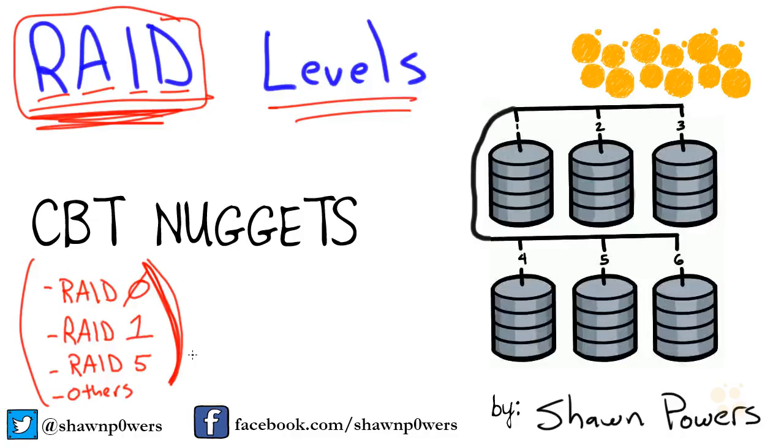RAID 5, I guess you could lose 1 of 5. I don't know. It kind of falls apart. But RAID 0 and RAID 1 are the ones that I would always struggle with. So I think of that number as how many drives I could lose and still have my data.